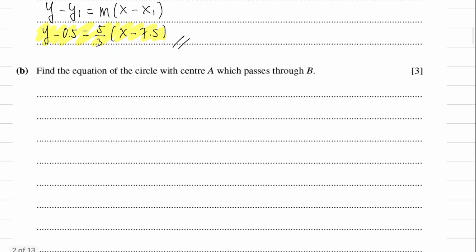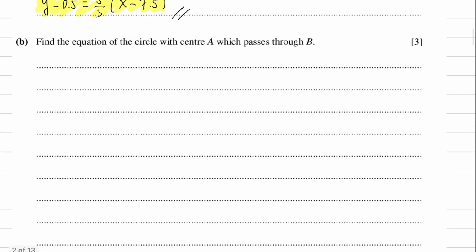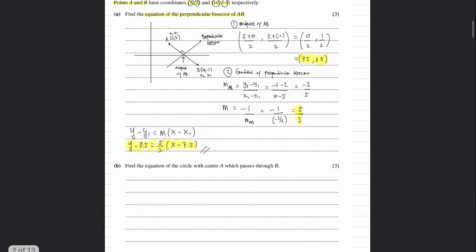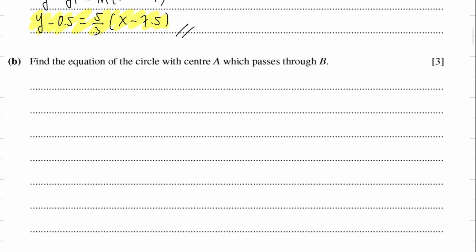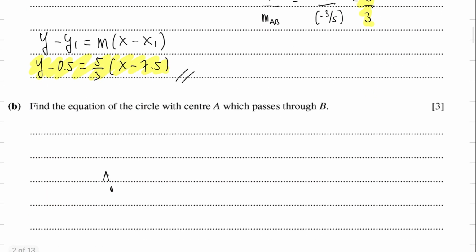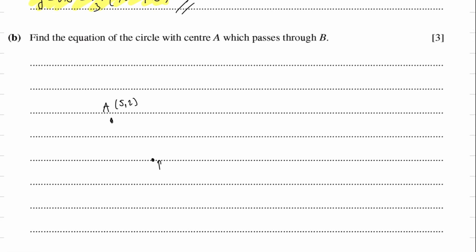Now, the second one: find the equation of the circle with center A and passes through B. So if we have center A, this is our A, A is at (5, 2). And then we have B, (10, -1). If A is the center and B lies on the circumference, it means that A to B is our radius. So we can create a circle from here. So AB is the radius because A is the center.